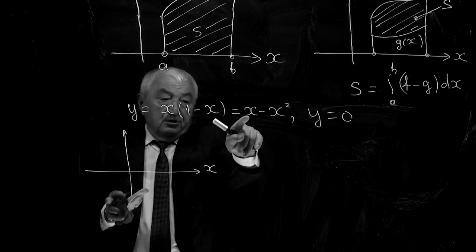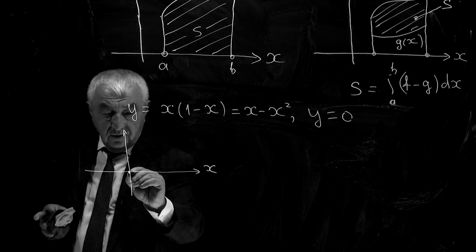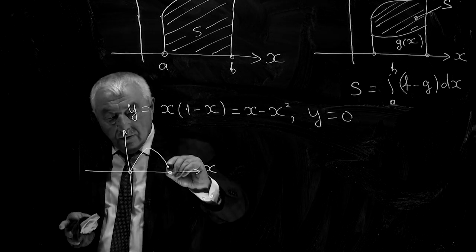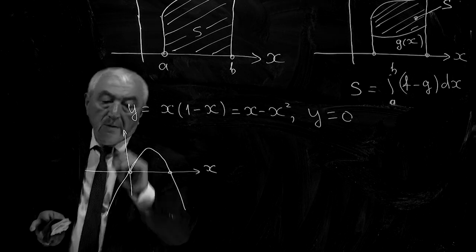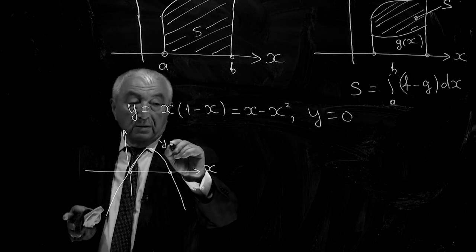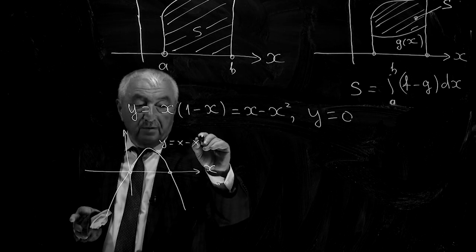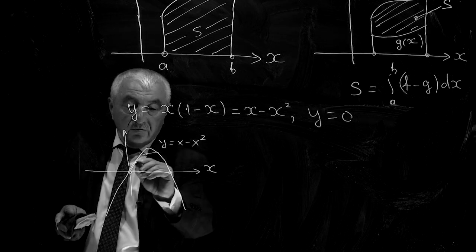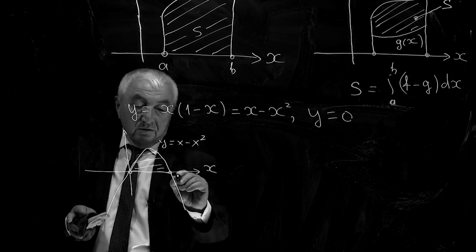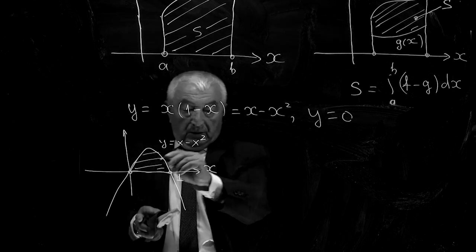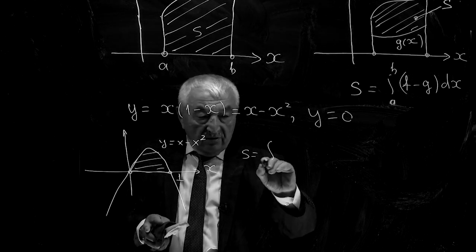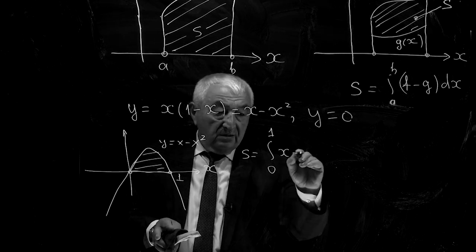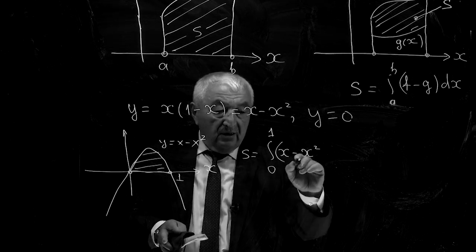The intersections of this parabolic function are 0 and 1. This parabolic function y is equal to x minus x to the second power, and y is equal to 0. It is necessary to calculate this area, this point 1. This area is equal to integral from 0 to 1 of x minus x to the second power dx.